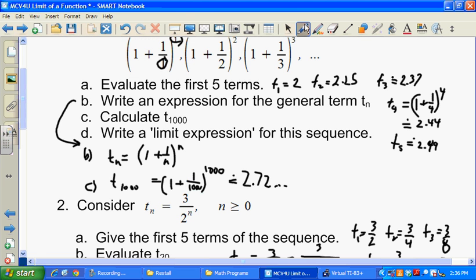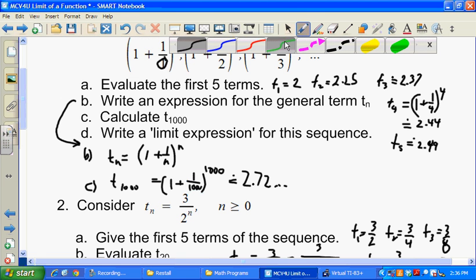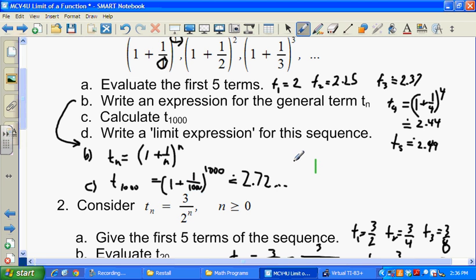So what the heck does that mean? Well, when we go from 1 to 2 to 3 to 4 to 5 to 1,000, we're sort of letting n get as big as we'd like. So it's kind of like this, isn't it? It's the limit, and this is part D, as n, not x or h like yesterday, n goes to infinity of (1 + 1/n)^n.